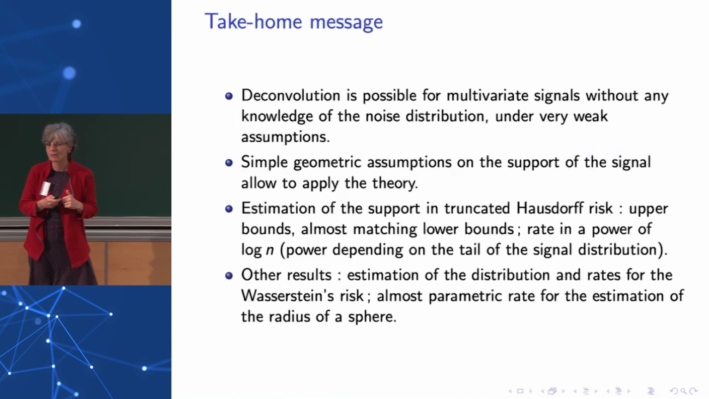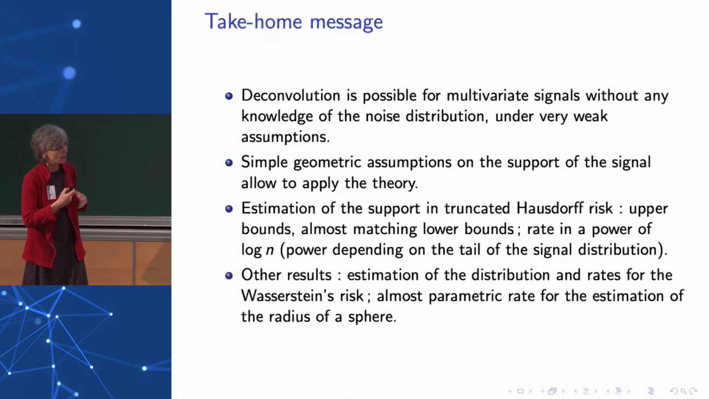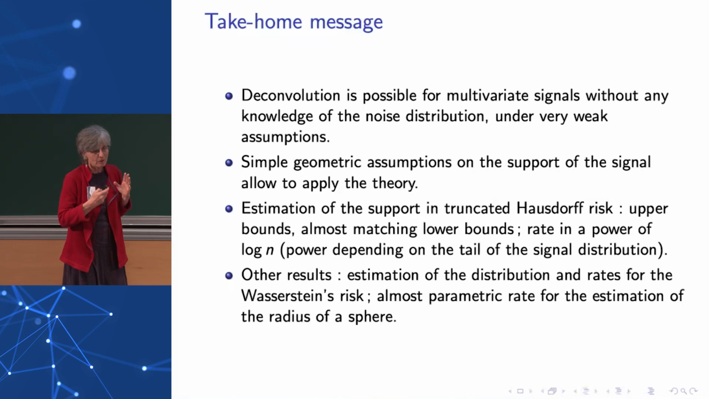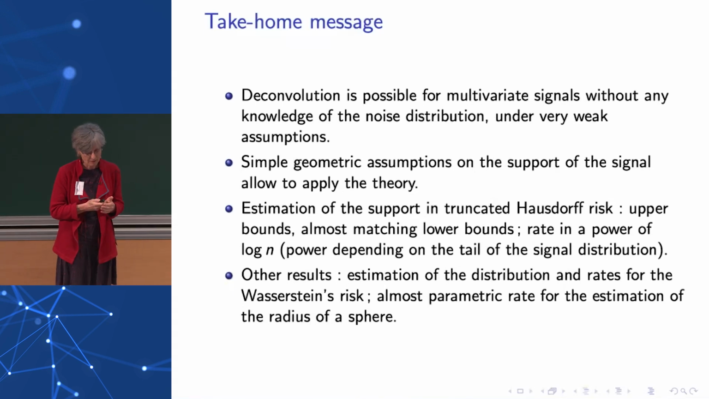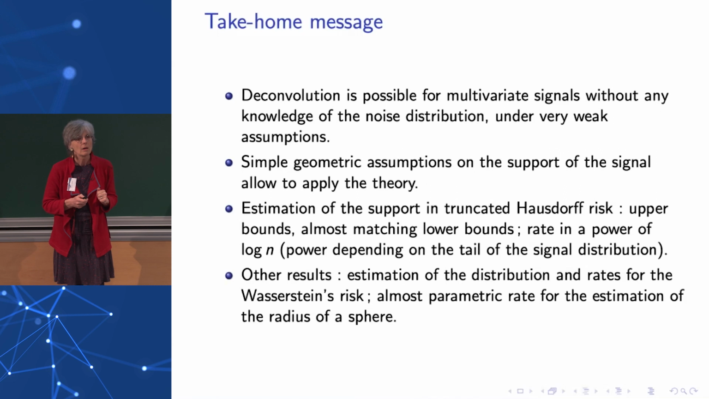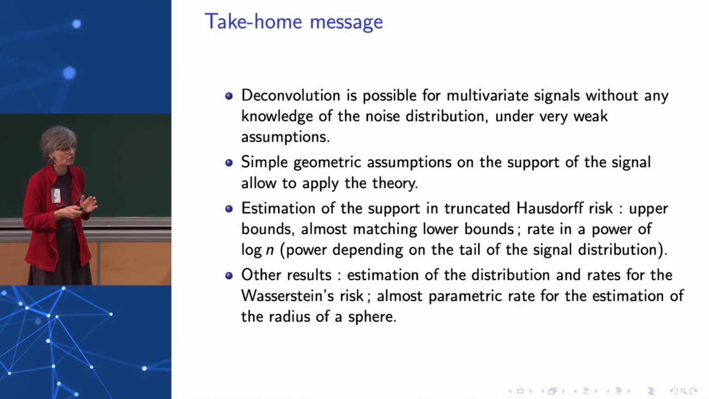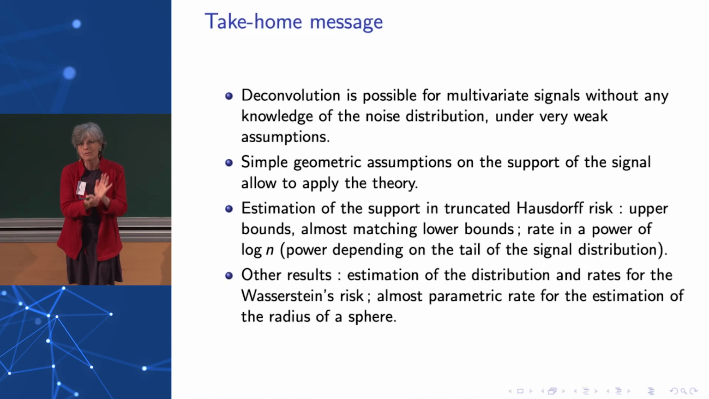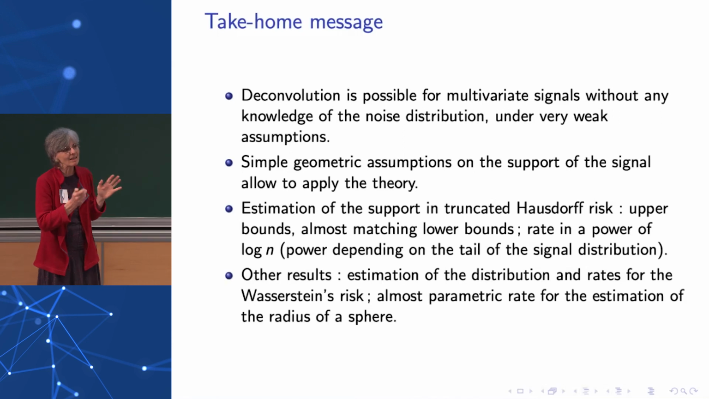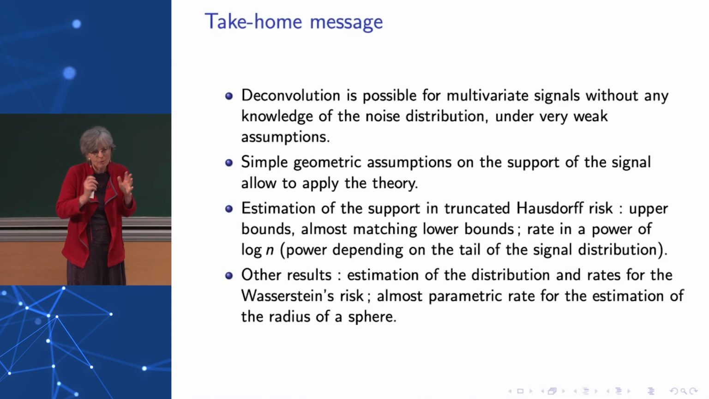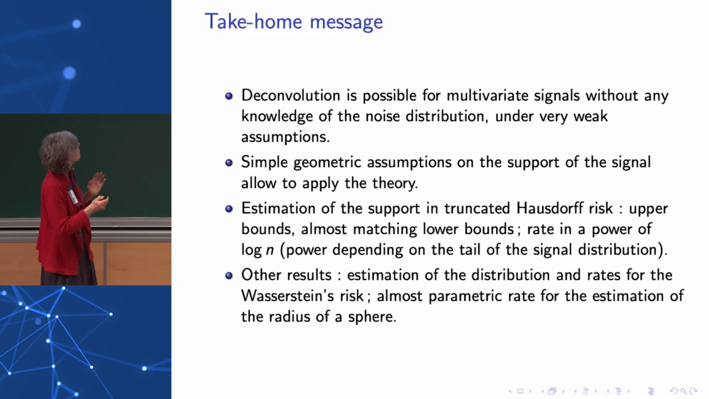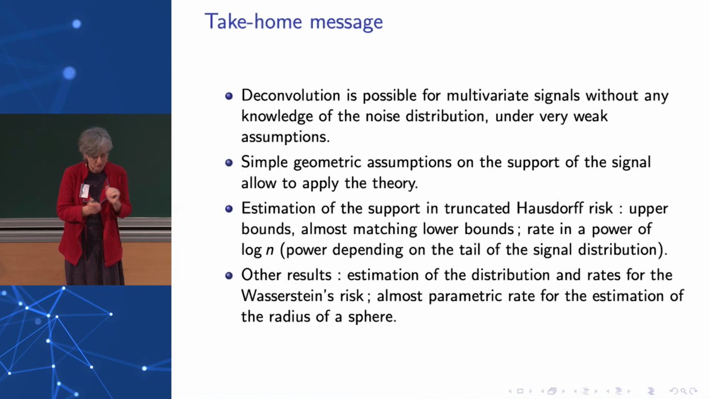So this is the end of what I wanted to explain. I will just say what you can remember. First, you can perform deconvolution for multivariate signals without any knowledge of the noise distribution. That can be anything you want, under a very weak assumption, the assumption that you have independent components. It means that directions mean something. Depending on the community, it's a very weak assumption, though it's an assumption.